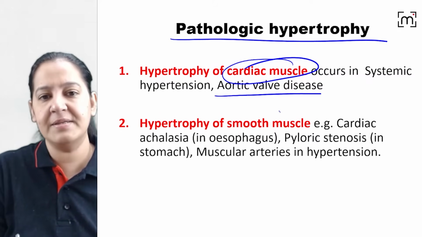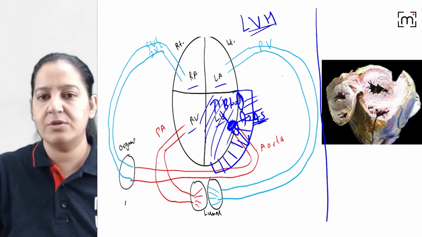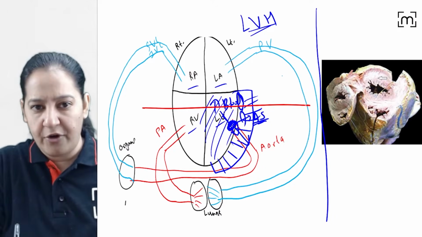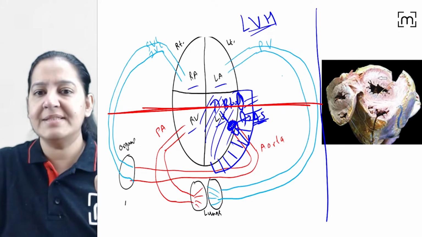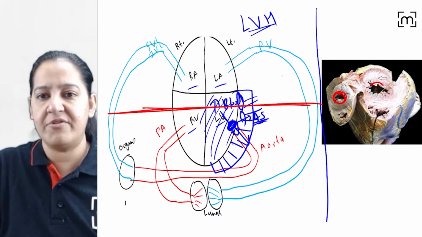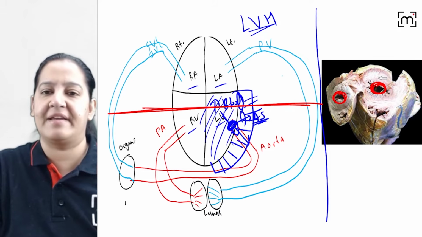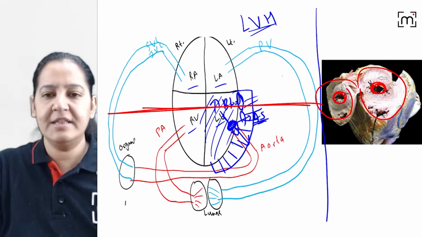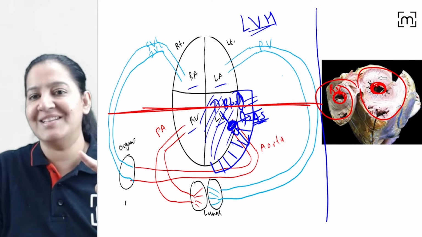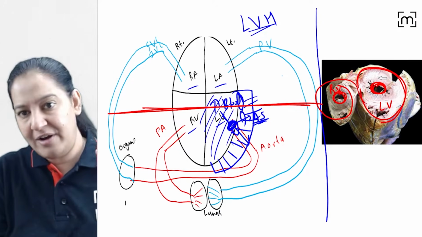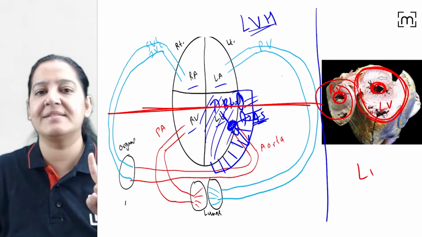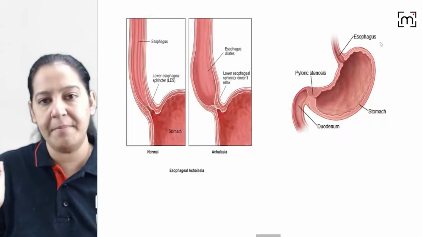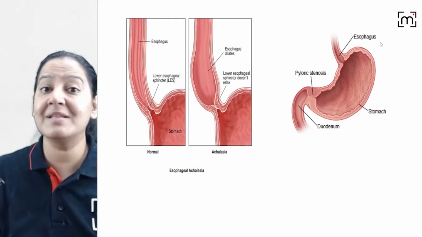The second example is the smooth muscles. But let me finish the cardiac muscle first. If I cut the heart from here and look from above, you can see the two cavities. This is the right ventricular cavity. This is the left ventricular cavity. Concentrate on the thickness of the ventricular wall. See the thickness of the right ventricular wall and the thickness of the left ventricular wall. So the left ventricular wall is more thickened, and the disease is LVH, left ventricular hypertrophy. The same diagram is depicted like this. You got my point? So coming to the second example, the smooth muscles.